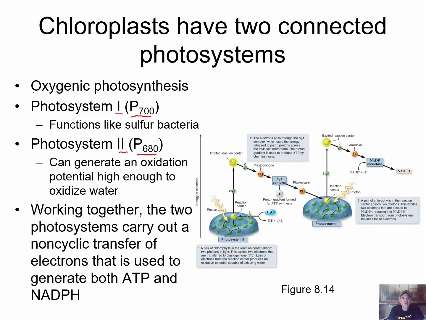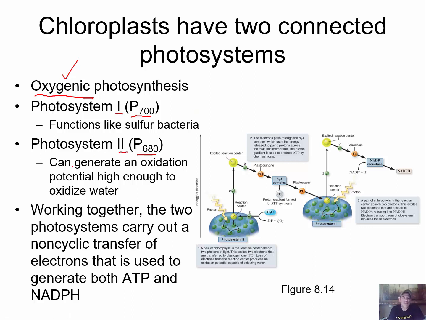Again, this is in green plants, so here our excited electron is going to be carried away, so we need to replace that electron by splitting water or oxidizing water and taking electrons from it to replace the electron void when it's carried away. And the result here is it's oxygenic. It gives us oxygen in the process. Over here, photosystem 1 is going to function like sulfur bacteria, and I'm not going to explain that too much, but you can go back and think about that for a bit. But more important that you understand the basic flow of electrons here within a chloroplast.